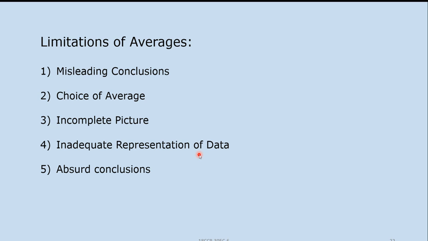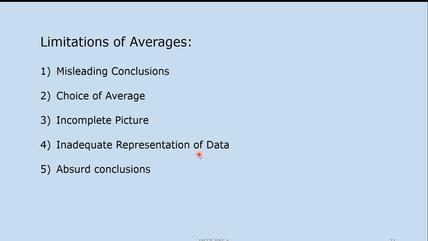Since we cannot come to a concrete conclusion of choosing average, some misleading conclusions will be there. That means it is not giving you a complete picture of what you have. It cannot represent the whole data. So the average is having that limitation of incomplete picture.